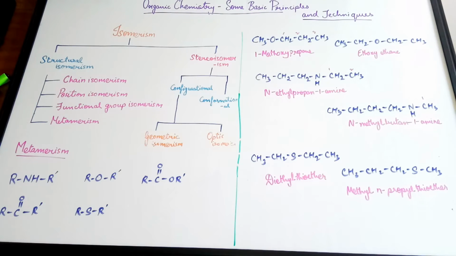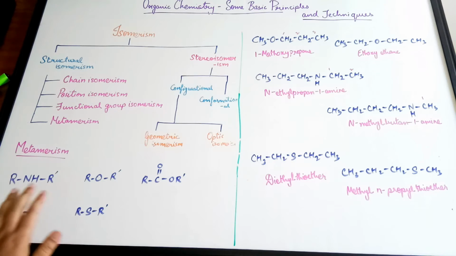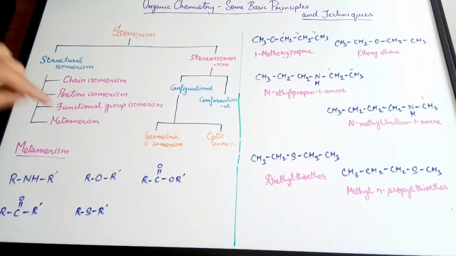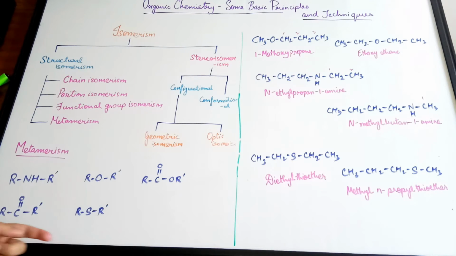The last one is metamerism. Metamerism is shown by functional groups which have two alkyl chains attached to them. So here there is a difference in terms of the number of carbon atoms in each of these alkyl chains. So this is a secondary amine, an ether, an ester, a ketone, and a thioether. All of these functional groups show metamerism. So here are some examples.